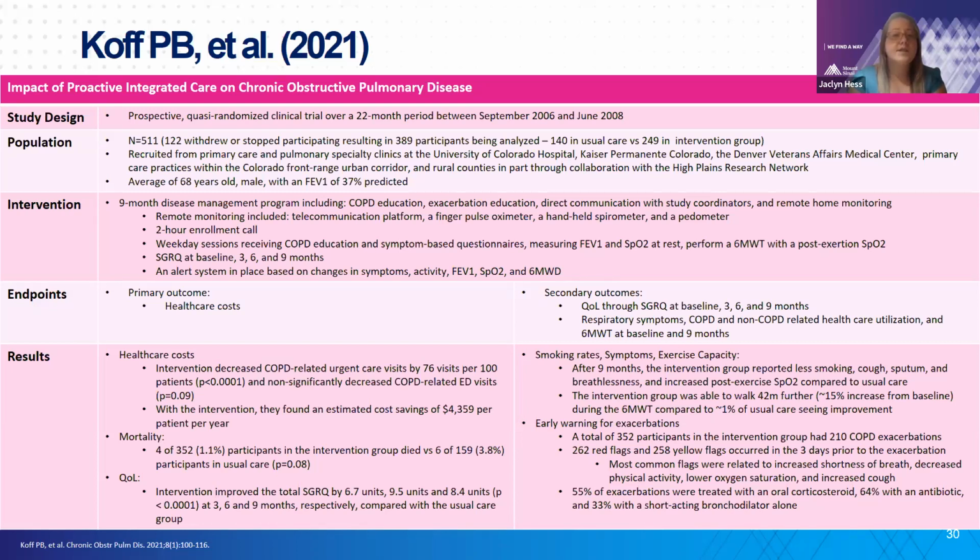They also found statistically significant improvements in the SGRQ score at 3, 6, and 9 months when compared to usual care. And then they noted that in the intervention group, patients were more likely to report less smoking, cough, sputum, breathlessness, and an improvement in their post-exercise oxygen levels. And they were also able to walk further during their 6-minute walking test.